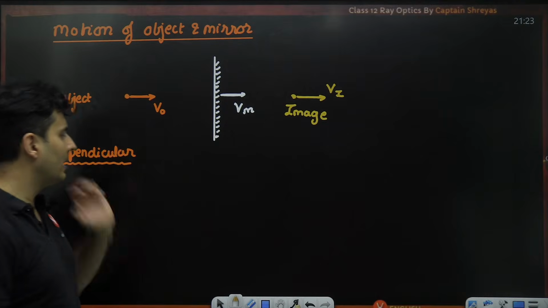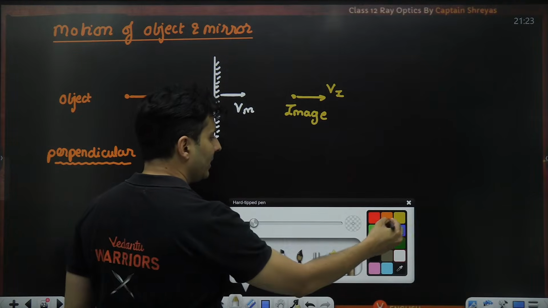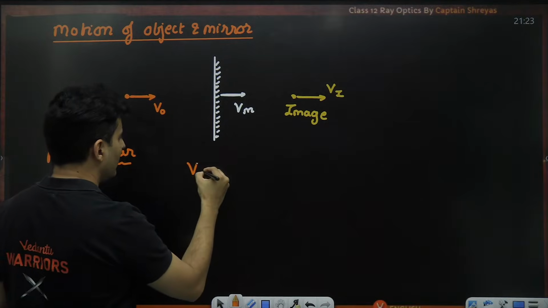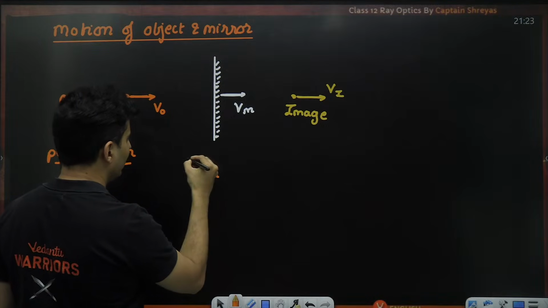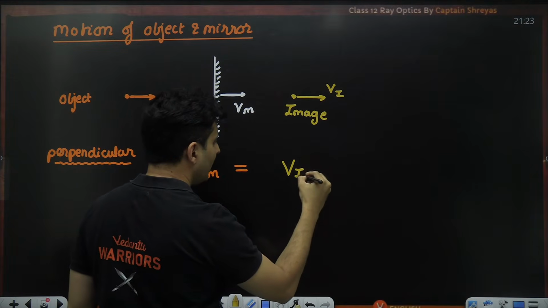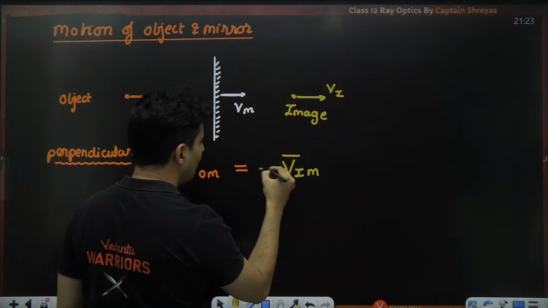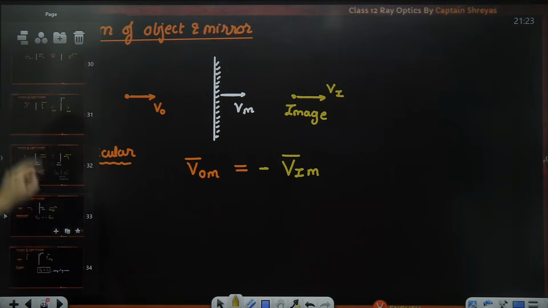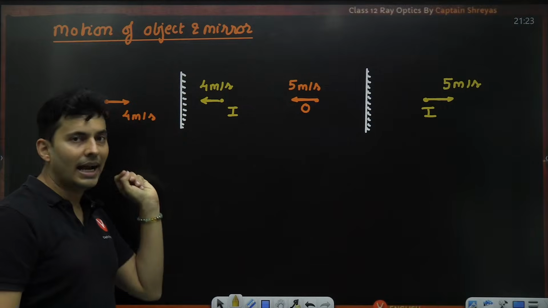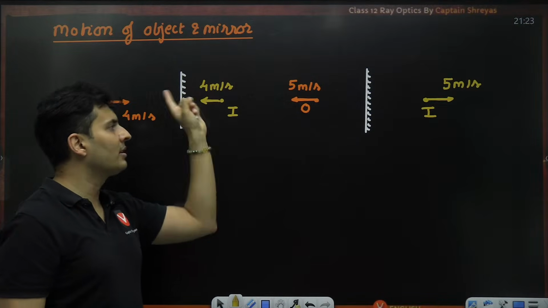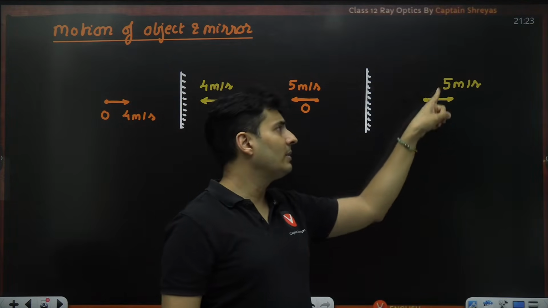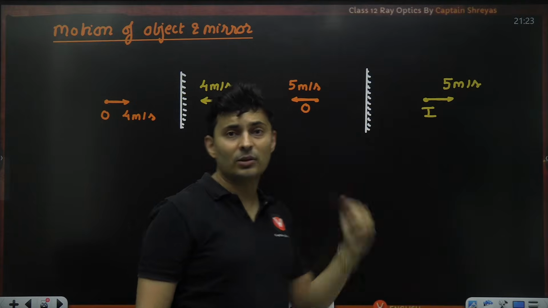But if you take perpendicular components, then I'll tell you one thing. Use the relative velocity concept. The velocity of the object with respect to the mirror is equal to velocity of the image with respect to the mirror, but in the opposite direction. This is the best example for it. The velocity of the object is 4 I cap. Velocity of the image is minus 4 I cap. Velocity of the object is minus 5. Velocity of the image is plus 5, all with respect to the mirror.